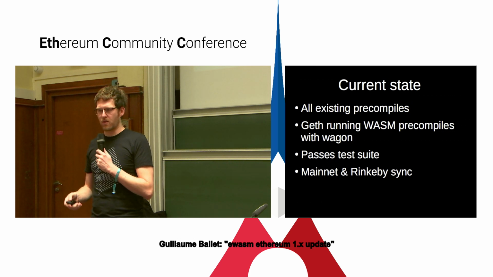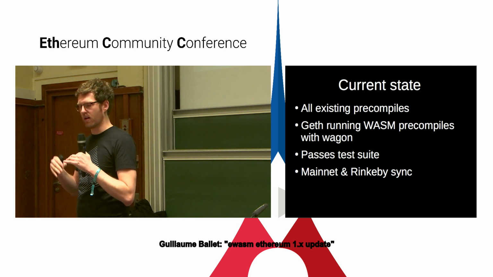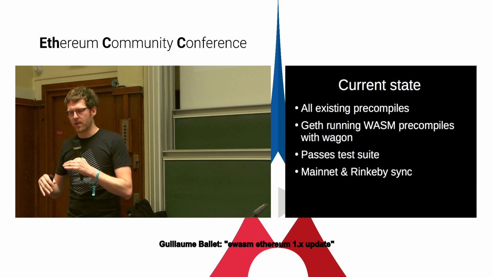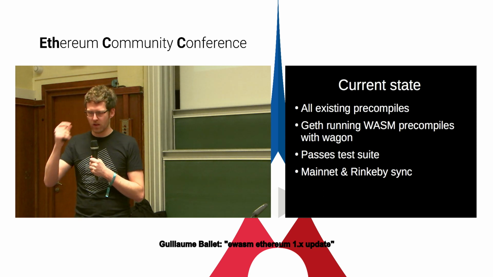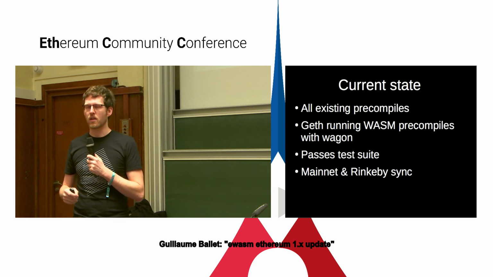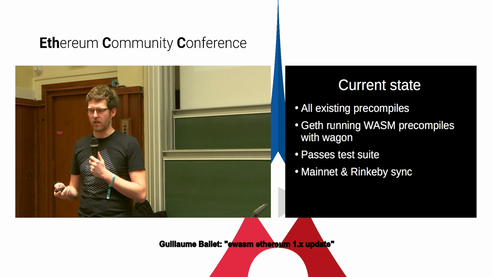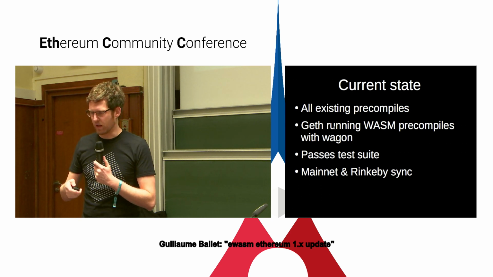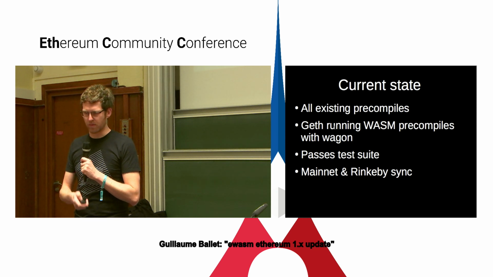The current state is that all existing precompiles have a WASM version. There's a version of Geth running WASM precompiles, using Wagon. It passes the test suite, and there's a full Rinkeby sync, and there's a mainnet sync. Unfortunately it goes only until block 2 million. After that, the machine I ran the test on ran out of memory, so I could not get the full data in time for this presentation. But the problem was my machine and not the precompiles themselves.